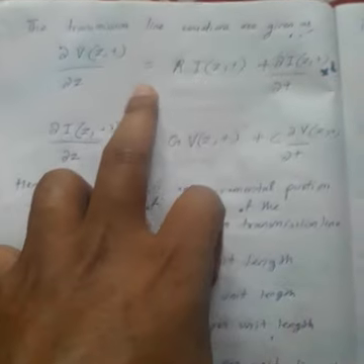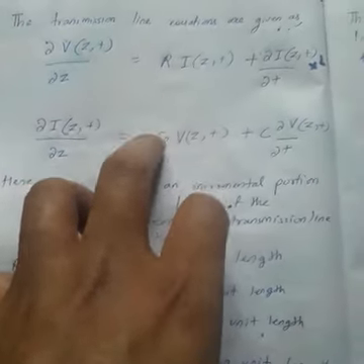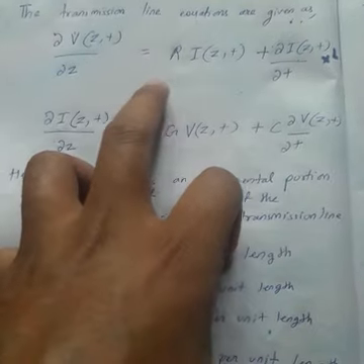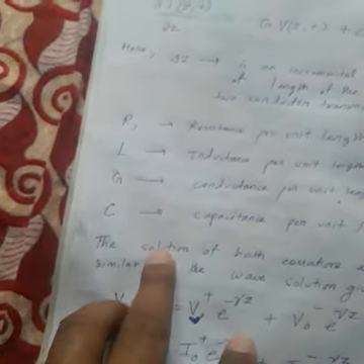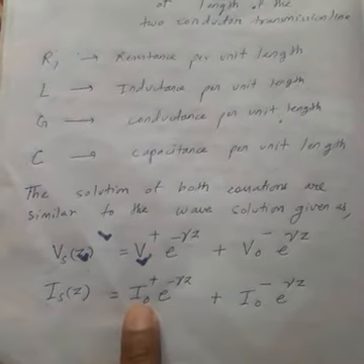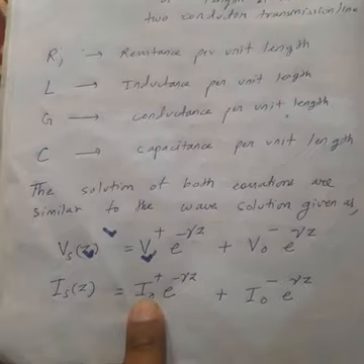I have simplified for you how the equations are coming, how these two equations are obtained. Then you define the various parameters, and then you find out the solution. In the next class we derive the intrinsic impedance formula of a transmission line.